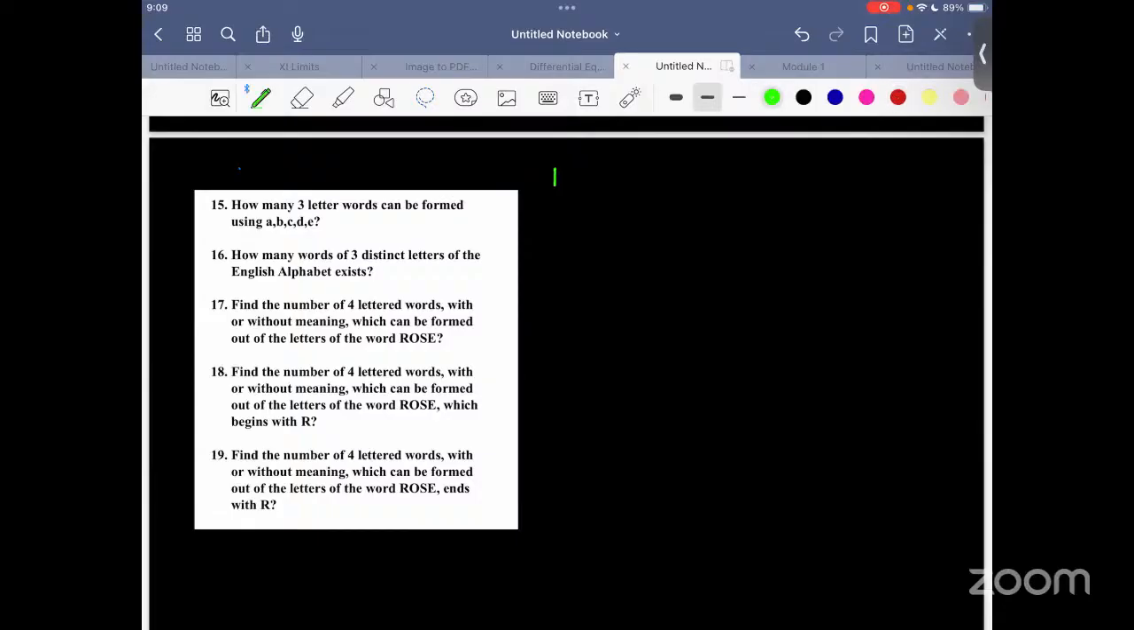In question number 15, it says: how many three-letter words can be formed using the alphabet A, B, C, D, E. तो आपके पास अल्फाबेट क्या क्या अवेलेबल है. Understand how to attempt this problem. See, the explanation might feel a bit long, but once you go through it, it will be very easy for you. What are the alphabets available? A, B, C, D, E. So there are five alphabets available.